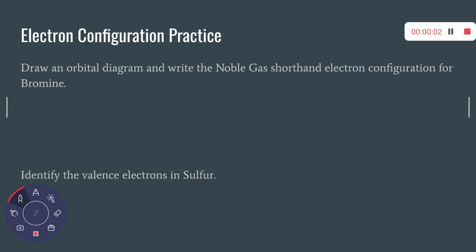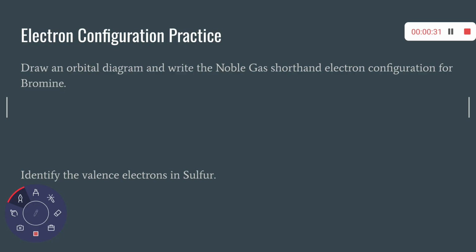All right, everybody, we are going to go over electron configurations. For the first one, we are asked to draw an orbital diagram and write the noble gas shorthand electron configuration for bromine. You can start either with the diagram or with the configuration. I typically will start with the diagram because once I have everything drawn, it's really easy to translate it into my code, my string of letters and numbers.